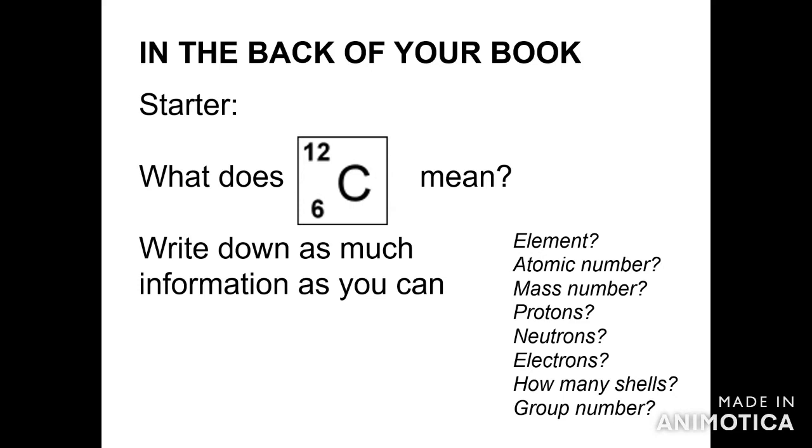What does it tell you? Can you write down as much information as you think you know about 12(6)C using your planner if necessary? For instance, which element is it? What is its atomic number? What's its mass number? How many protons, neutrons, electrons does it have? How many shells of electrons does it have? What group is it in? Perhaps even what period is it in the periodic table?